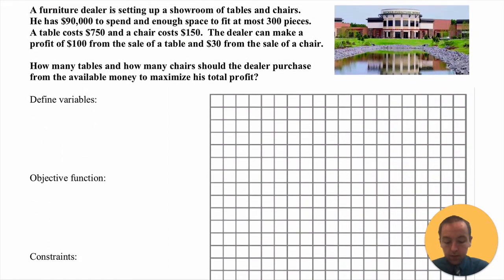It says that a furniture dealer is setting up a showroom of tables and chairs. He has a budget of $90,000 to spend and enough space in that showroom to fit at most 300 pieces. Now it's going to cost him $750 for a table and $150 for a chair. And of course he's going to mark this up a little bit so he can make some money. So he's going to profit $100 off of the sale of each table and $30 off of the sale of each chair.